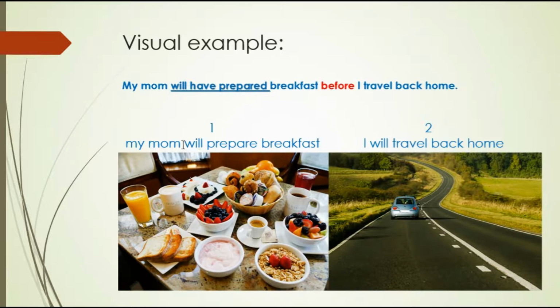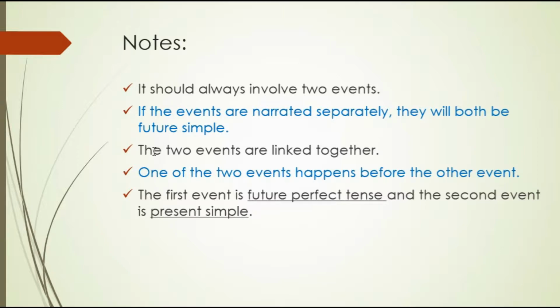Only a simple future, right? So the third note: the two events are linked together, and that's when you need the perfect tense. The events are connected. There's a comparison made between them. In that situation, you will use the perfect tense, in this case the future perfect, because the events are both in the future. One of the two events happens before the other. This is pretty clear when you have two events happening. One of them always happens before the other one in the perfect tenses.